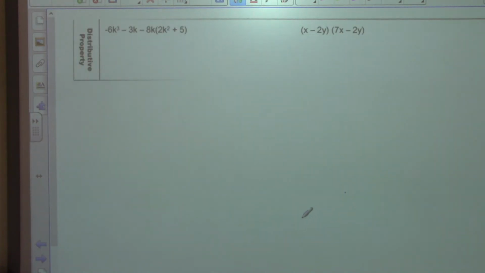Okay, distributive property exercises. How do we do this? First things first, you're going to want to take that negative 8K and multiply it by the distributive property over the 2K squared and the 5, which will give you negative 16K cubed, and then minus 40K. The 8K is negative, so it looks like minus 16K cubed, right? And then minus 40K.